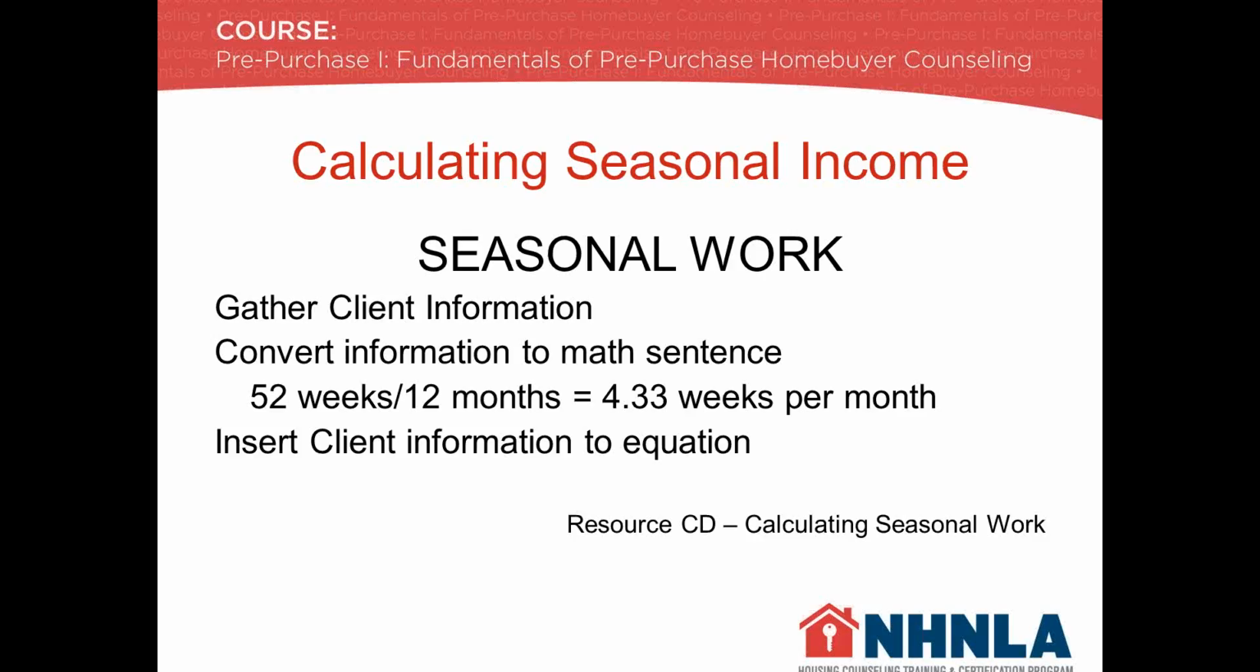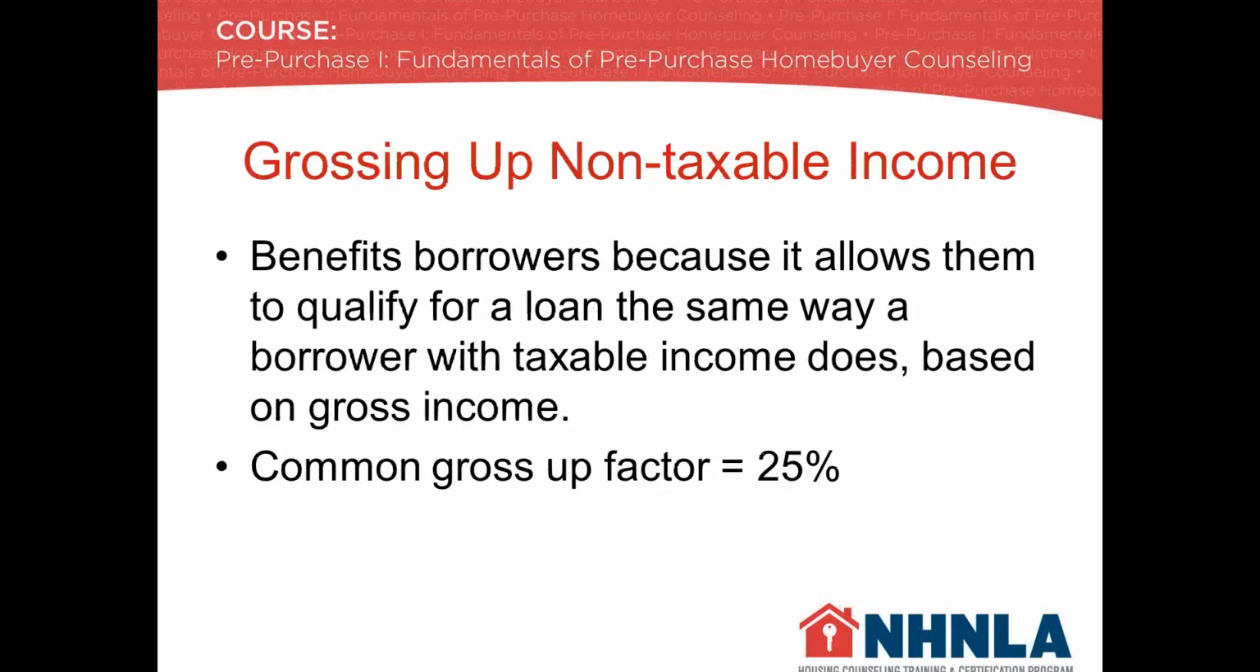If this is the case, what you can do to average it out is because we know that there's 52 weeks in a year divided by 12 months, so there's 4.33 weeks per month if you average it out that way. So you just take the client's information and divide it out that way, and then divide it by 12 so you can figure out if they did work all year long, how to spread it out on a yearly basis.